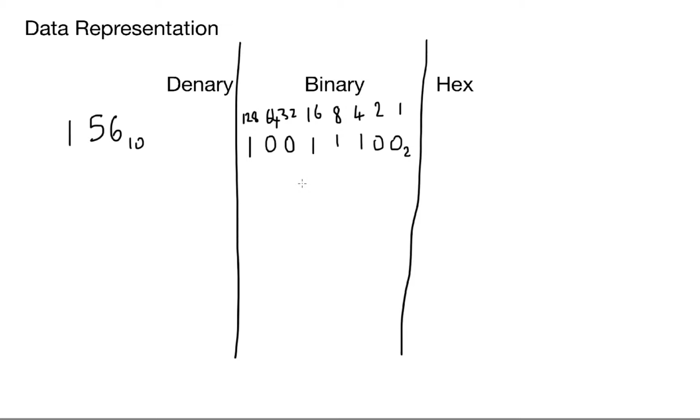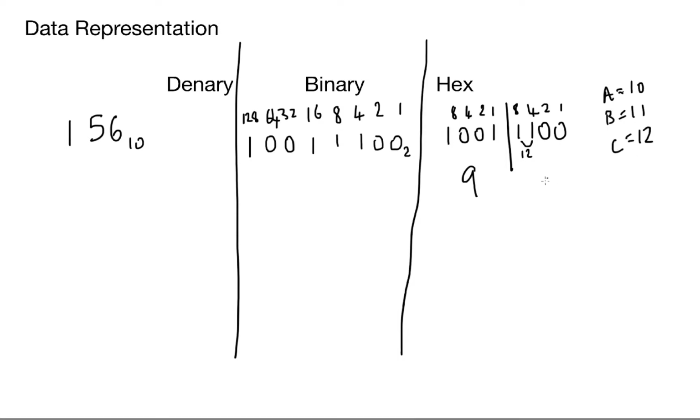And to convert my binary number into hexadecimal, all I have to do is split them into nibbles. So I split the whole byte, all 8 bits, into nibbles, apply my values on top, and then add up the numbers. So that's 8 and 1 is 9, 8 and 4 is 12, and I know 12 is C, so that means the hexadecimal value for the denary number 156 is 9C.